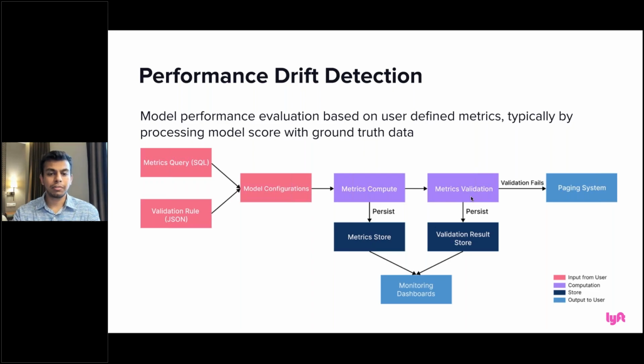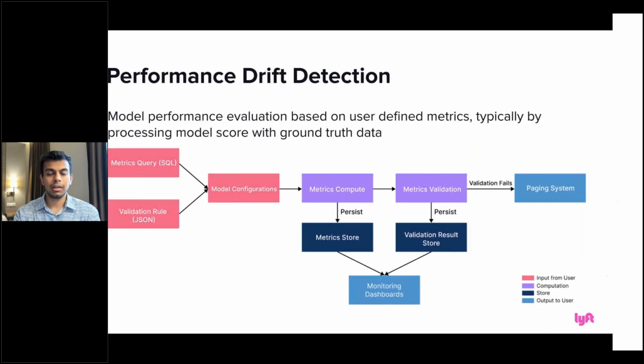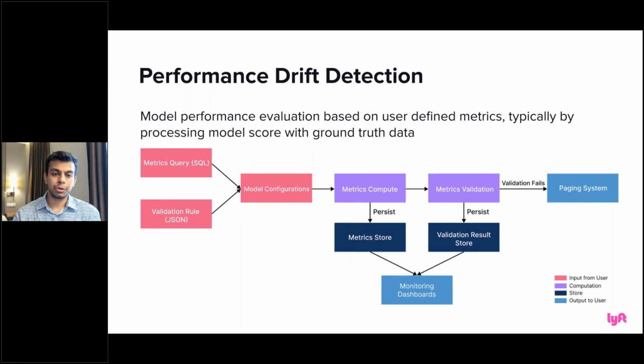So this is actually a lot of computation, because for each model, we'd have to query the ground truth, join it with the model score, run validation checks on it, and send it to the dashboards as well as the paging system. So the way we built this is using distributed computing. We have this environment called Lyft Distributed, which is powered by Kubernetes, Spark, and Fugue. We have a pretty good blog post about this on our blog on just how the distributed computing works.